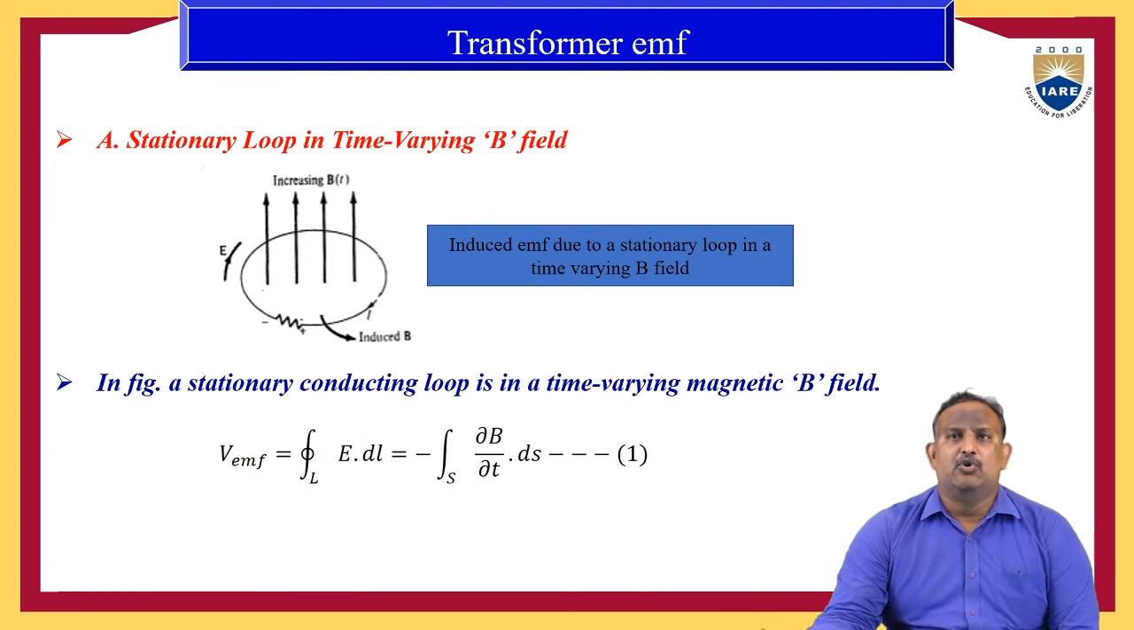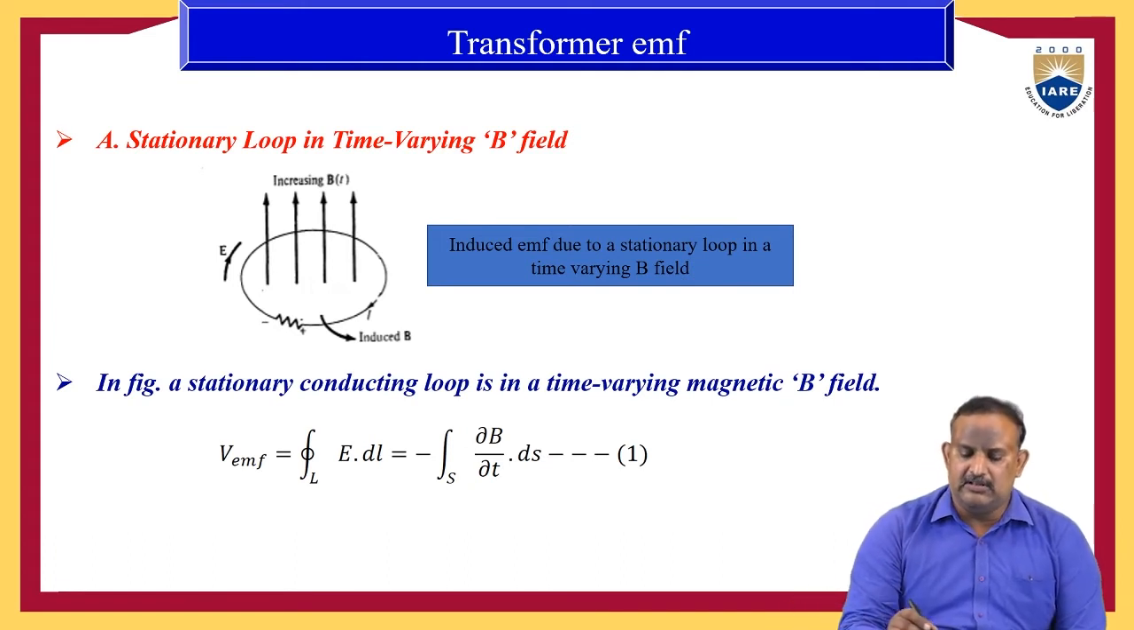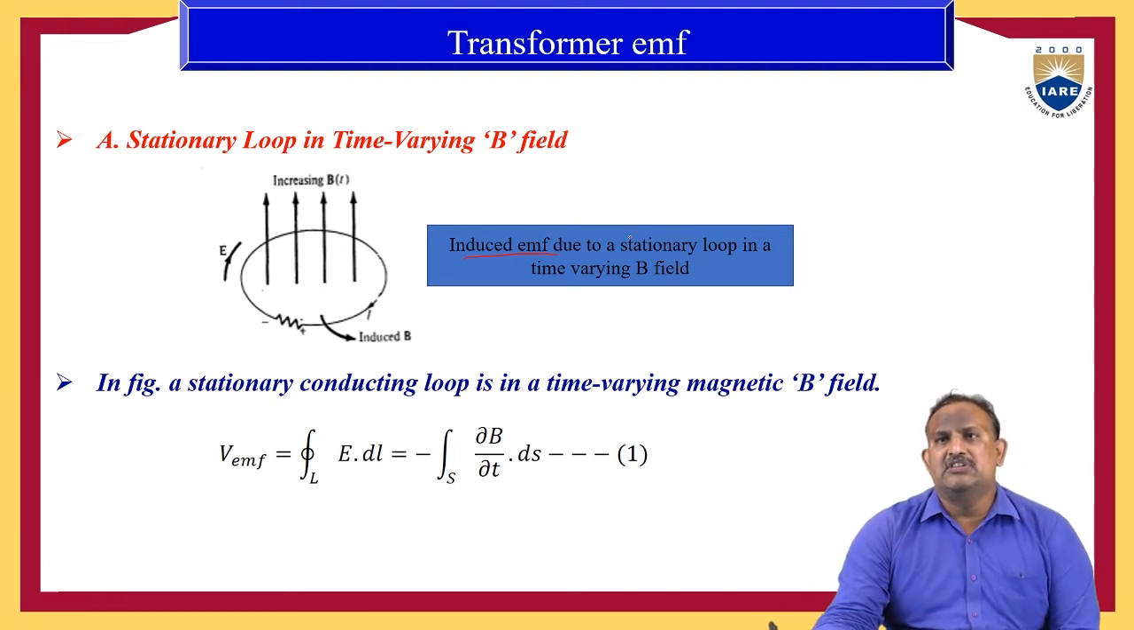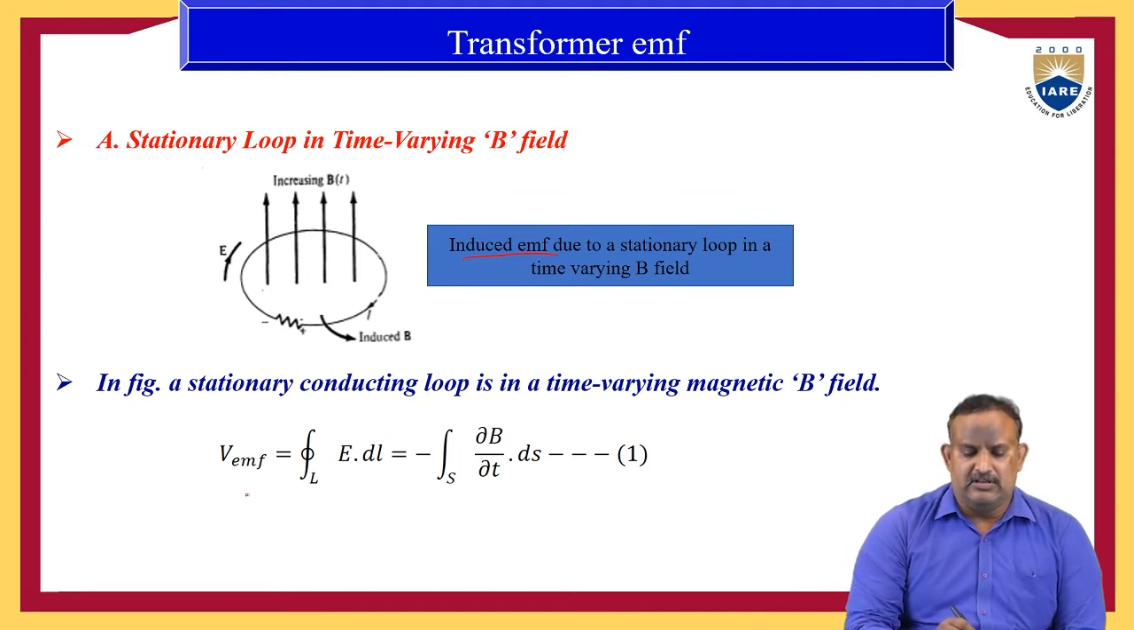Let us assume a loop which is placed in a time varying magnetic field. Because of the time varying magnetic field, some current flows through it, and because of the flowing current, an EMF is induced in the circuit. This is an induced EMF due to a stationary loop in a time varying magnetic field. In the figure, a stationary conducting loop is placed in a time varying magnetic field B. So because of that, we have the EMF.